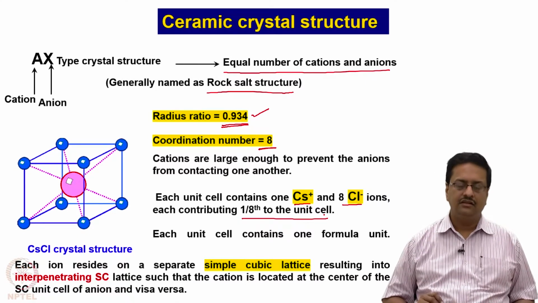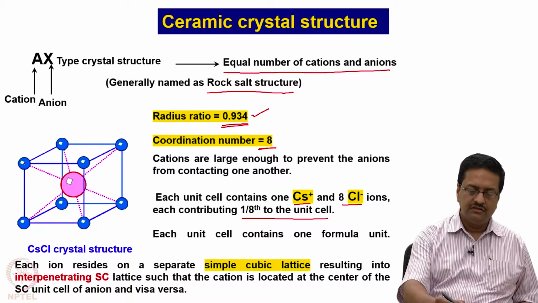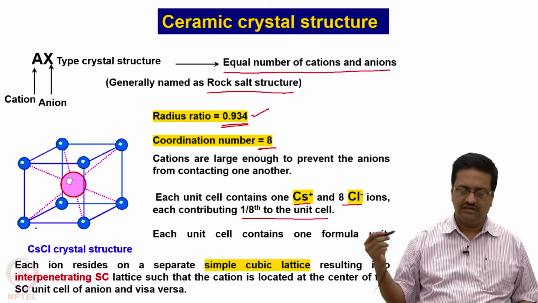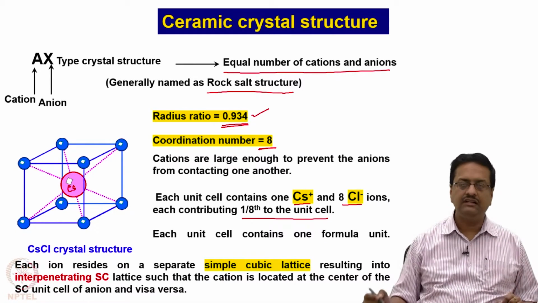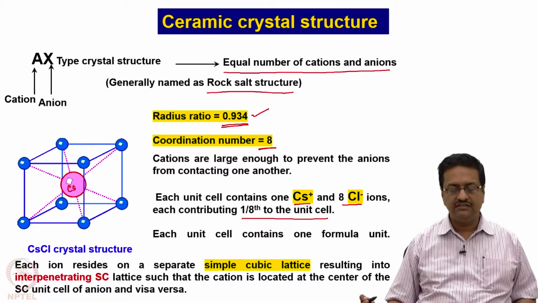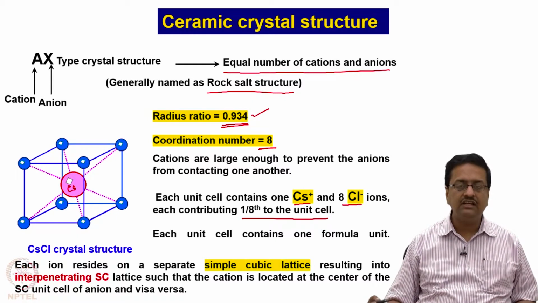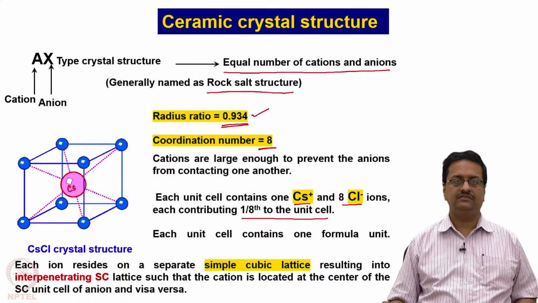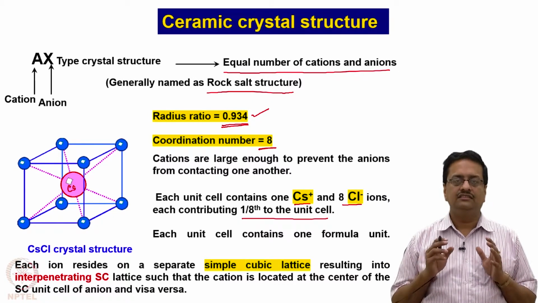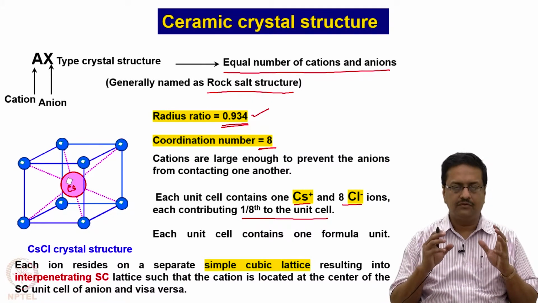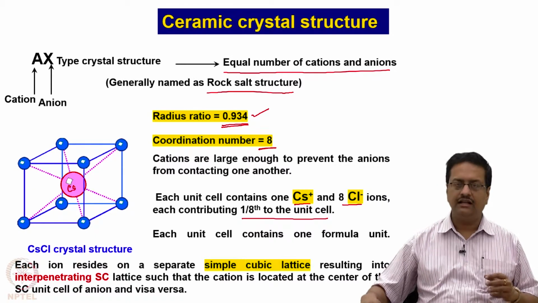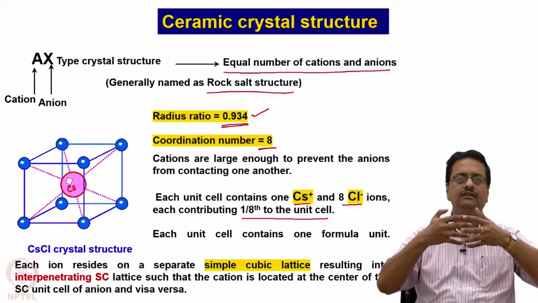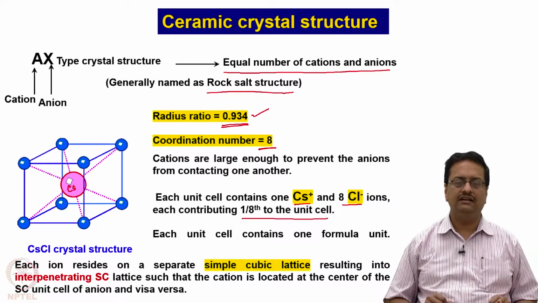So, the unit cell contains one cesium plus and 8 Cl minus anions, each contributing 1/8 through the unit cell. So, what we have is chloride atoms at 8 corners and a cesium atom at the center of the unit cell. Remember, this is not a body centered lattice, because the body centered atom here is not the same as the corner atoms. So, it is actually a simple cubic lattice of chloride ions and a simple cubic lattice of cesium ions, and they are then interpenetrated just like the sodium chloride interpenetrating face centered lattice.